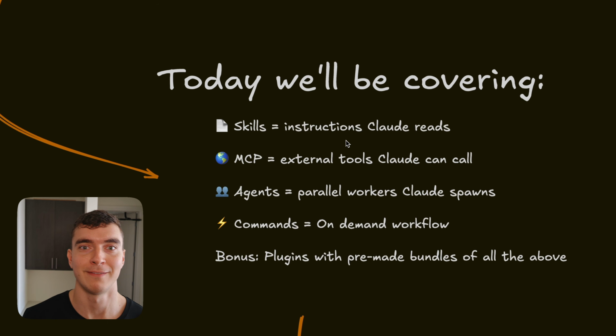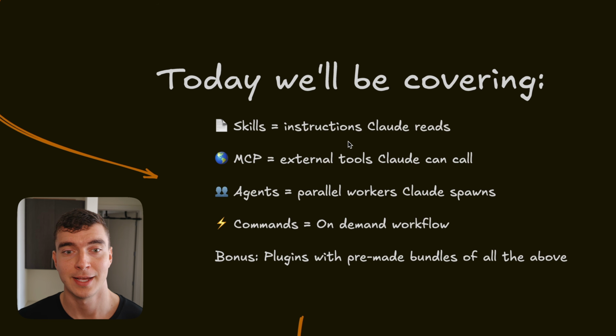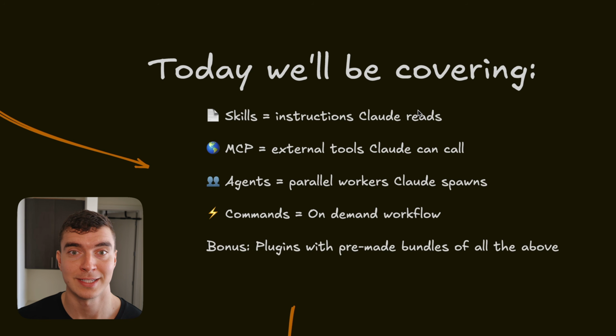A quick overview of the four tools we'll be covering today. Skills, which are instructions Claude can read on its own. MCPs are external tools Claude can call. Agents are parallel workers Claude spawns. And commands are on-demand workflows you trigger. And bonus, we'll be covering plugins, which are pre-made bundles of all of the above for quick and easy setup.